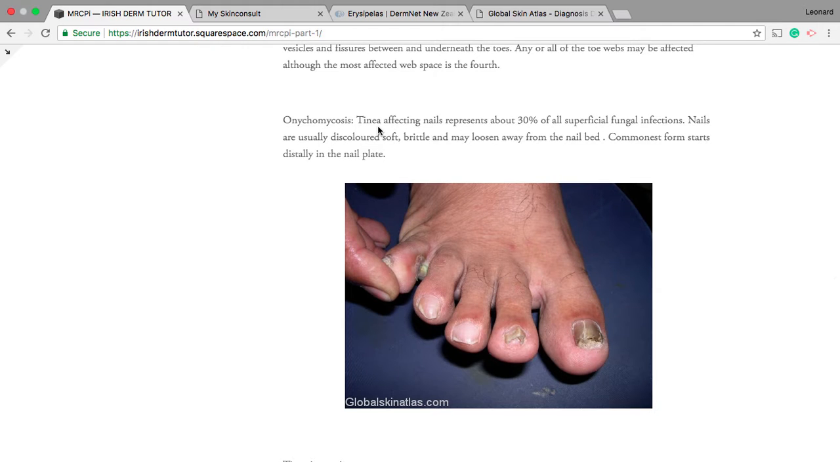And then, if this infection gets into the nails, you can get onychomycosis, which is a tinea infection of the nails. And this accounts for about 30% of all superficial infections. And you often get these discolored, soft, brittle nail plates, which then move away from the nail bed. And the commonest form starts distally in the nail plate. And here's a good image because it shows tinea pedis and also onychomycosis. To get the diagnosis here, you would just basically take some nail clippings.